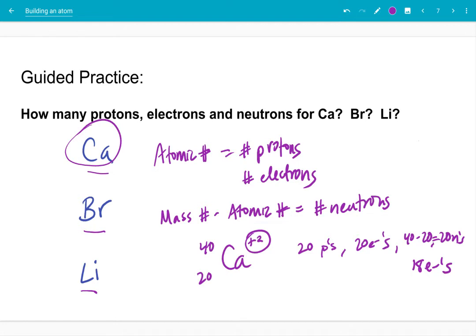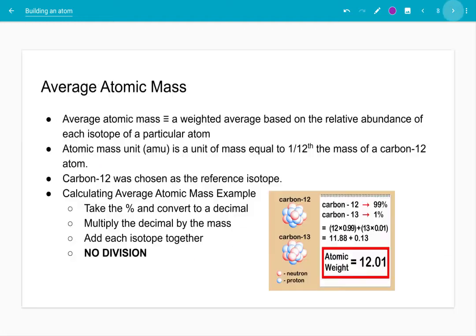Also, I want to point out you should make this mass number here a nice whole number because we cannot have partial neutrons when we do these calculations.